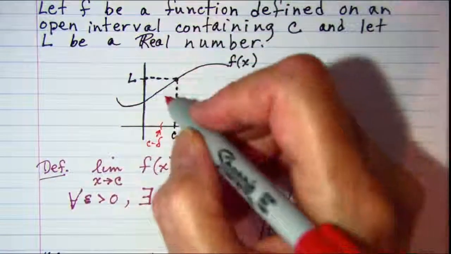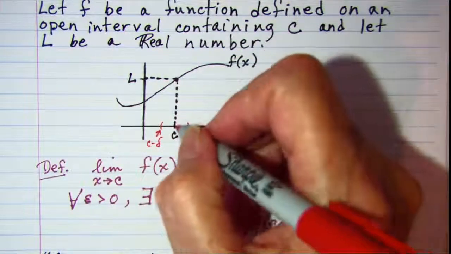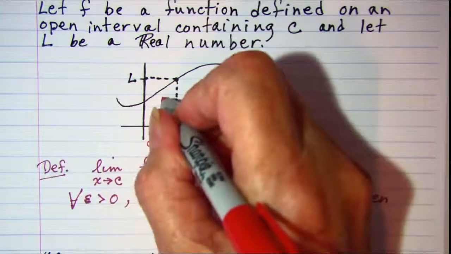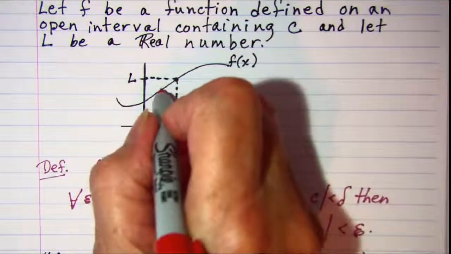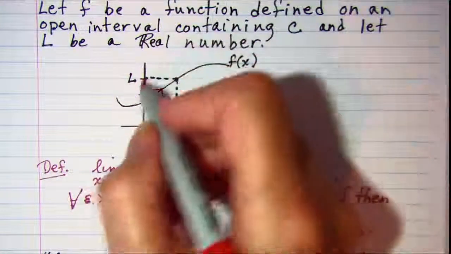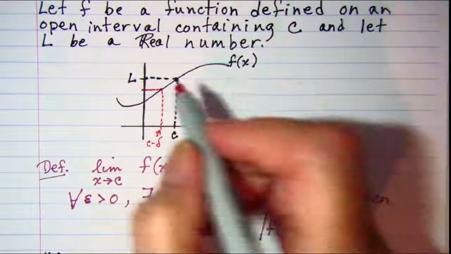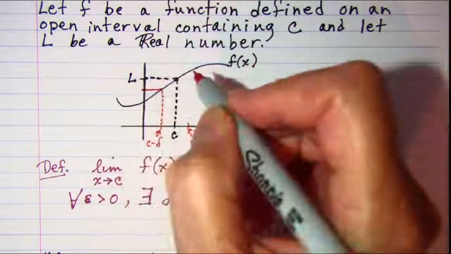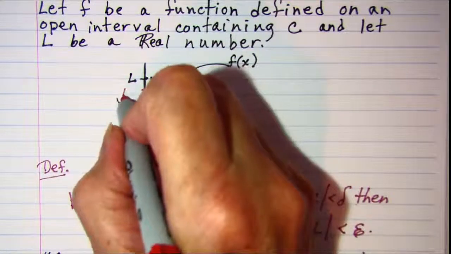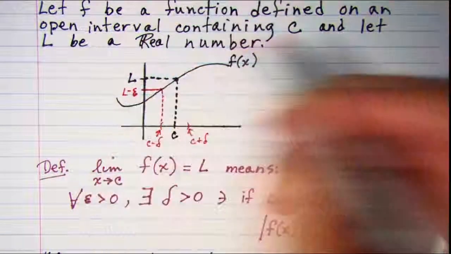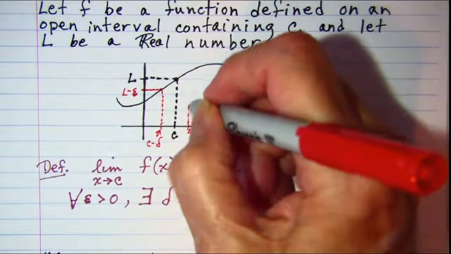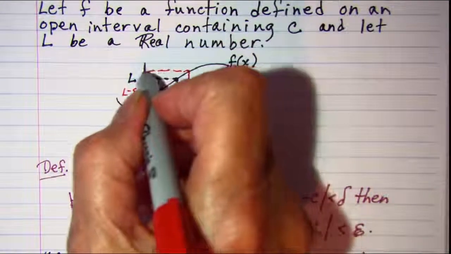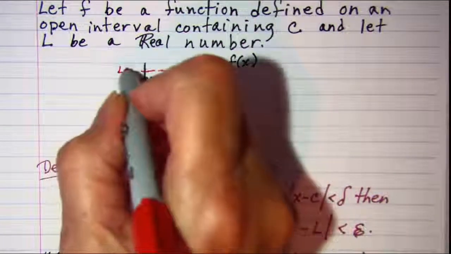And we know then that an independent variable of c minus delta will give us another y value, or a dependent variable, and this value is epsilon. So this one is L minus epsilon, and then up here is L plus epsilon.